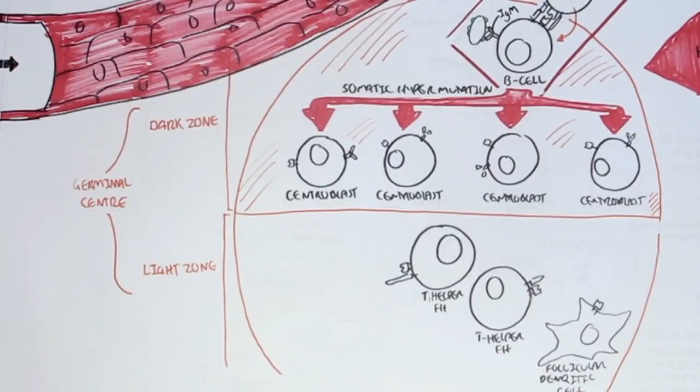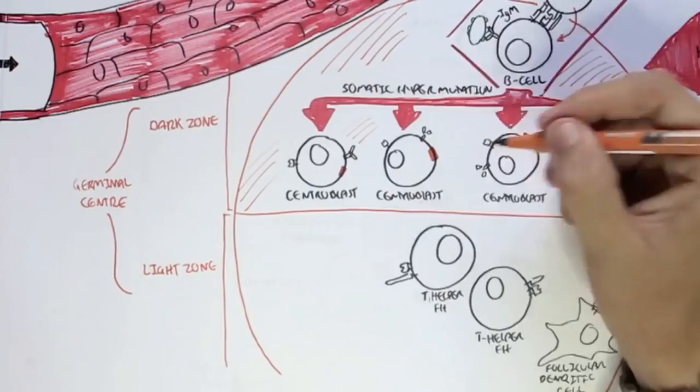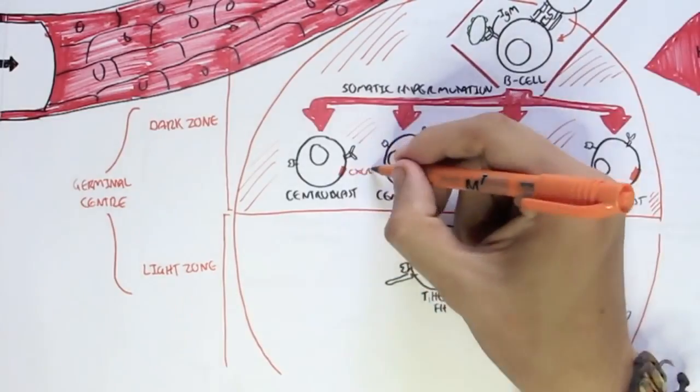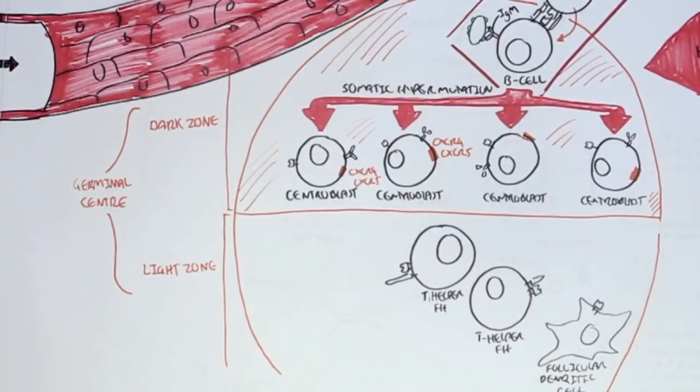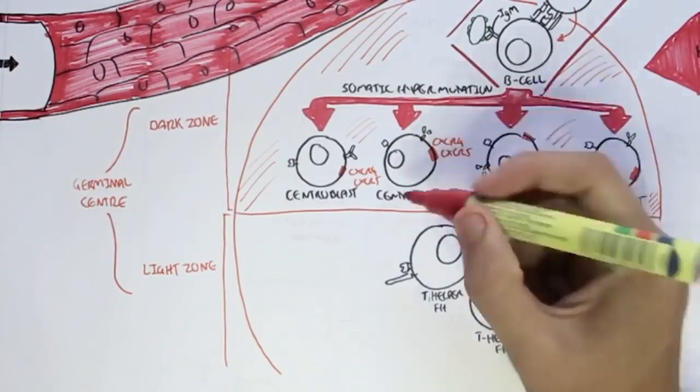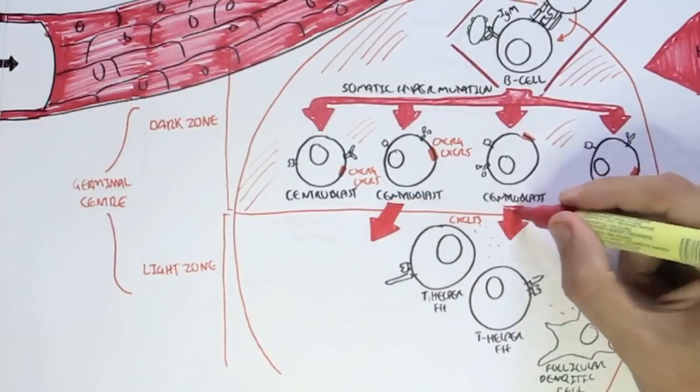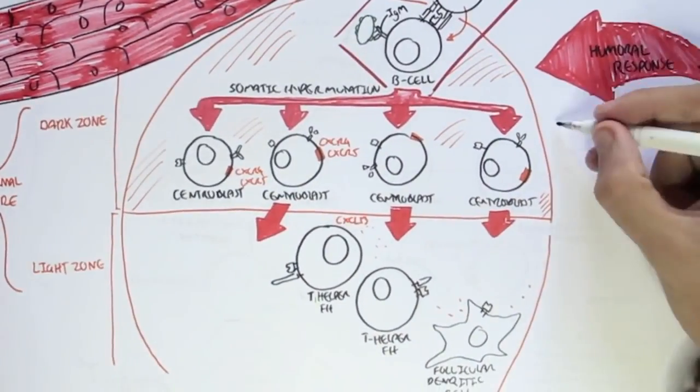They move into the light zone because they also express some proteins such as CXCR4 and CXCR5, which are attracted to chemical signals coming from the light zone. And so they would move from the dark zone into the light zone because of this attraction.